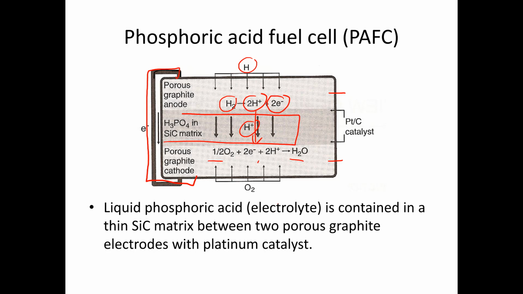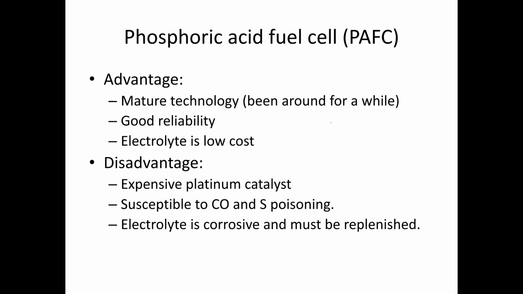The electrolyte itself is liquid phosphoric acid, and is contained in a thin matrix between those two porous graphite electrodes with a platinum catalyst. The catalyst is located at the junction between the electrode and the electrolyte. The purpose of a catalyst is just to accelerate the rate of reaction in order to produce more current. This particular fuel cell has some advantages and disadvantages.